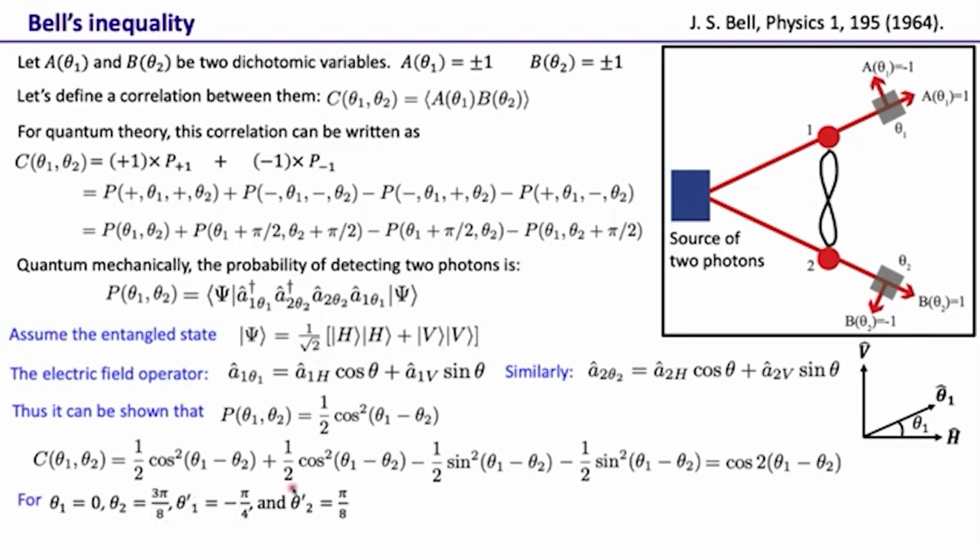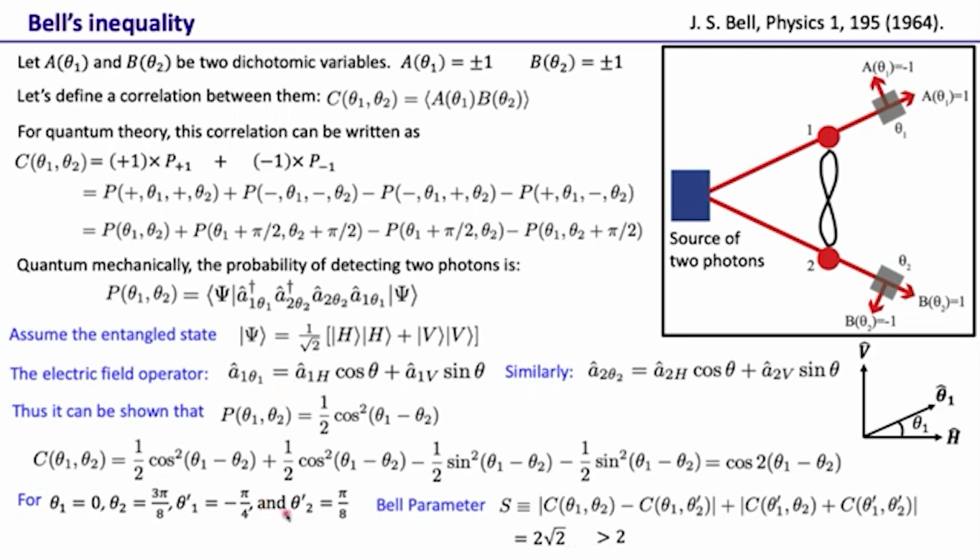Now, if we consider θ1 to be 0, θ2 to be 3π/8, θ1 prime to be −π/4, and θ2 prime to be π/8, this is just a set of values for θ1, θ2, θ1 prime and θ2 prime. For this set, we find that the Bell parameter, which combines C(θ1, θ2), C(θ1, θ2 prime), C(θ1 prime, θ2), and C(θ1 prime, θ2 prime), and here we have derived the expression only for C(θ1, θ2), but we can have very similar expressions for C(θ1, θ2 prime), and so on. If you use this set of parameters, we find that the Bell parameter is actually 2 root 2. And of course, this is greater than 2.